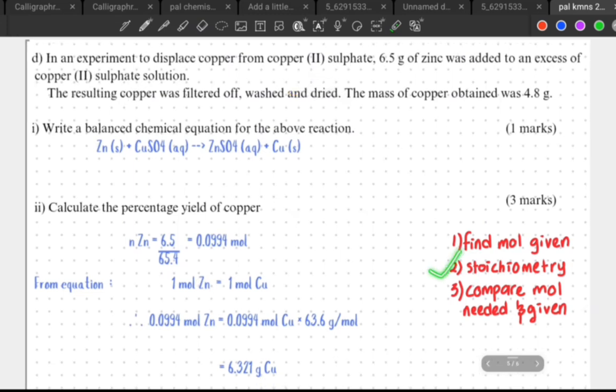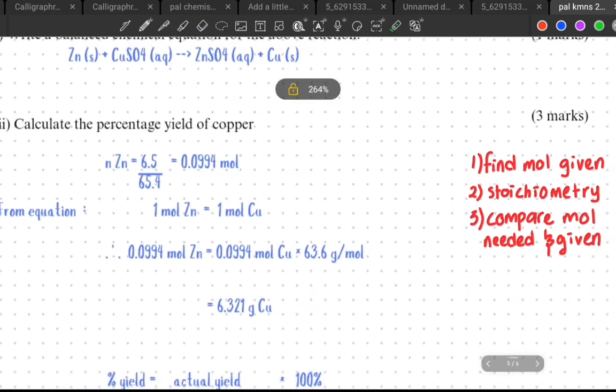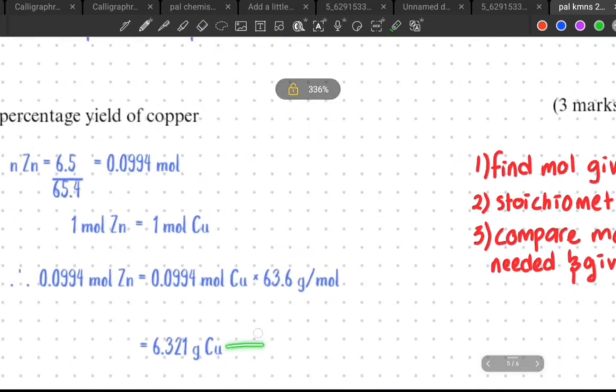Second step, stoichiometry. 1 mole of zinc equals 1 mole of copper. Make sure this one is the limiting reactant, and this one is what we want to determine. So we can conclude that the mole of zinc is equal to the mole of copper. Then we want to find the theoretical yield, which is mass in gram, so we times with the molar mass of copper, and we will get 6.321 gram of copper. This one is the theoretical yield.